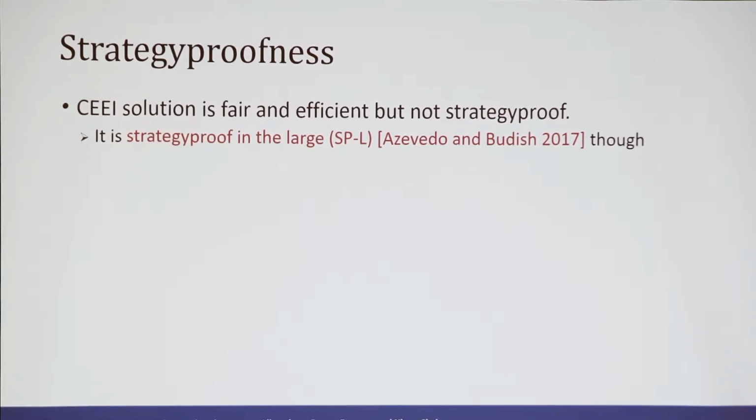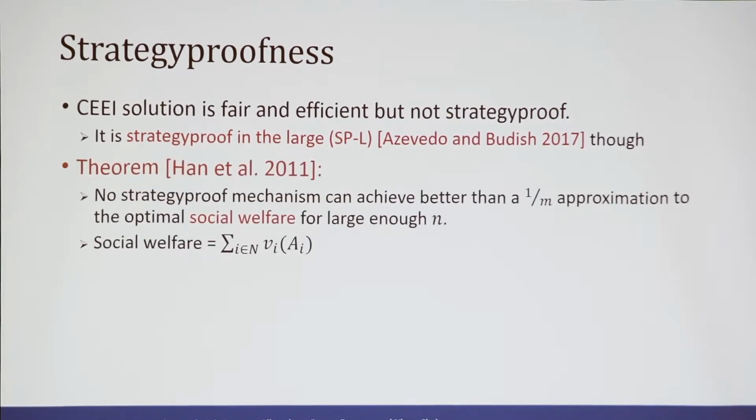All right, just to note that it is strategy proof in the large, meaning that if there are a lot of agents in the system, you can't benefit from misreporting your valuations. Okay, but this is not really usually what we want when we want to go for incentive properties. So what can we do if we want full strategy proofness in this setting?